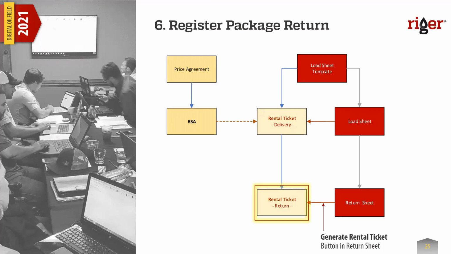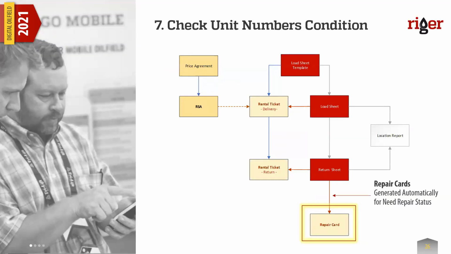And as of the date of the rental ticket return, the rental period will be stopped, and the system will know how many days the client should be billed for. So the next step is just to check the unit number's condition, set either good or need repair condition. And if the condition of the unit number is need repair, the repair cards will be generated automatically, and you'll be able to perform the repairs of these units and bill these charges or repair costs to the client as well.